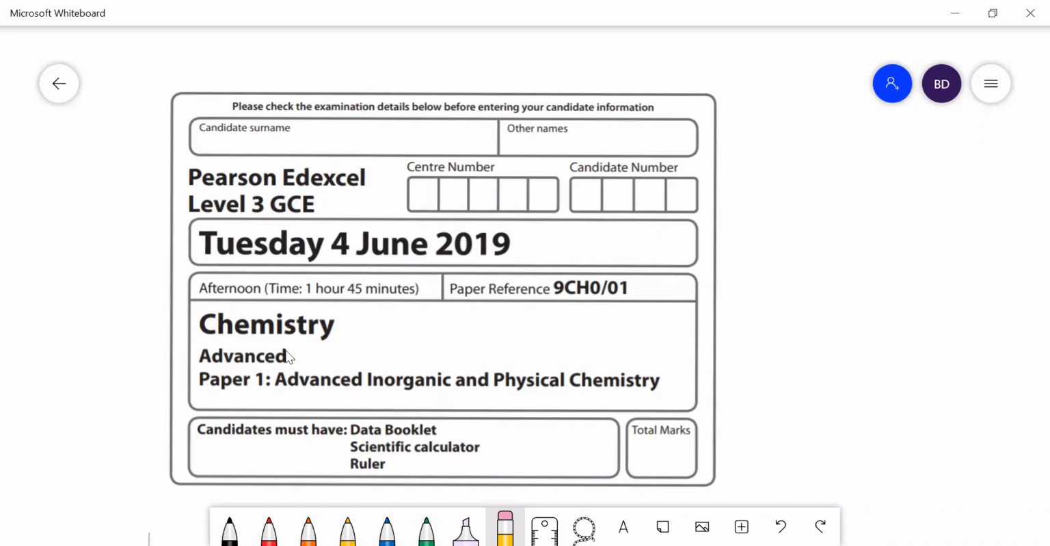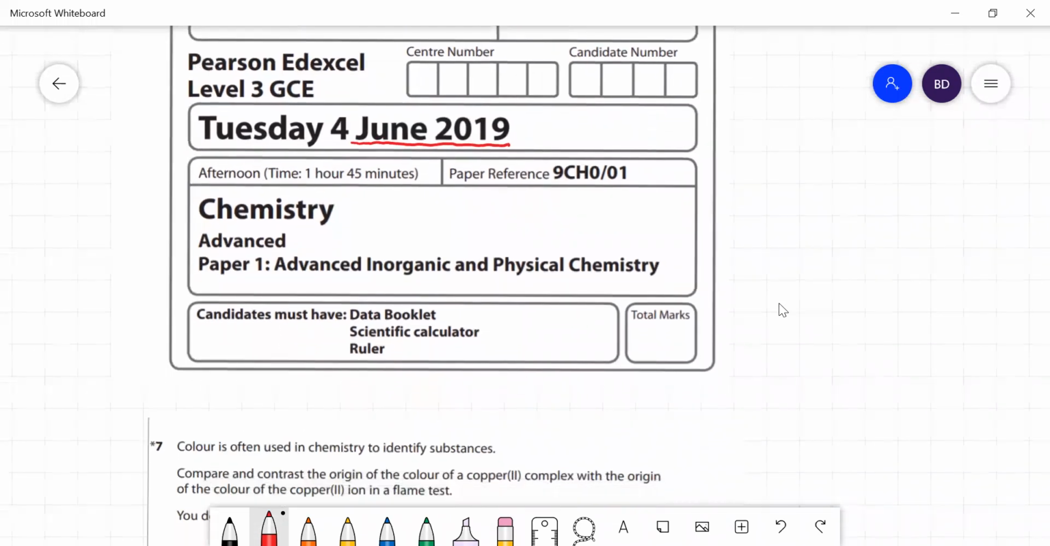In this video, I'm going to go through the Edexcel A-level Chemistry paper. This is paper 1 from June 2019. This is the second half of the paper. I covered the first half in an earlier video. So here we go on question 7.